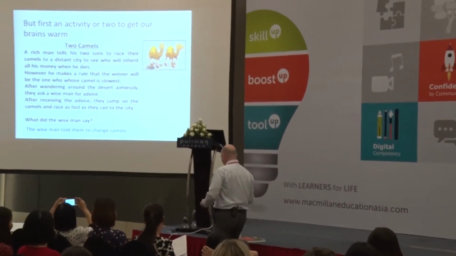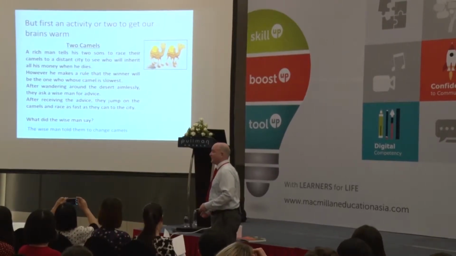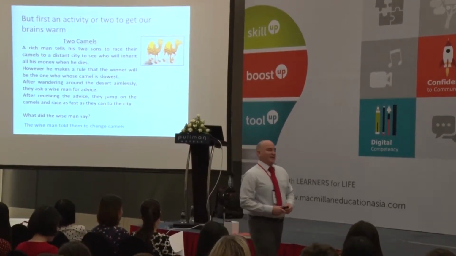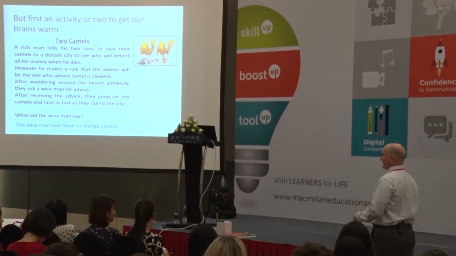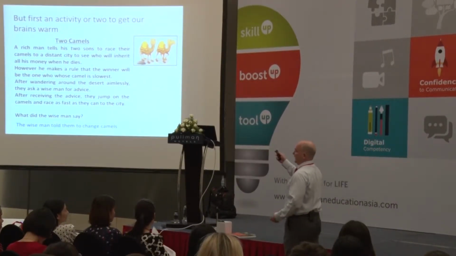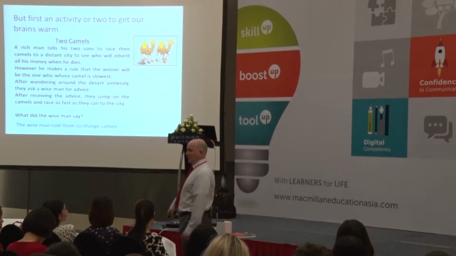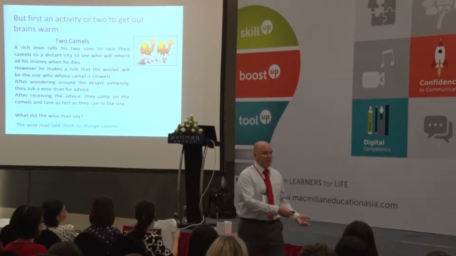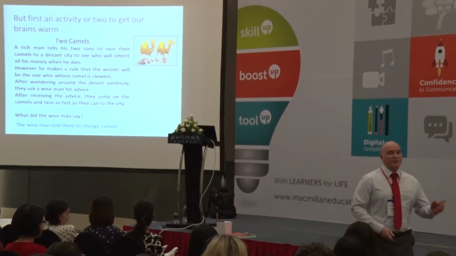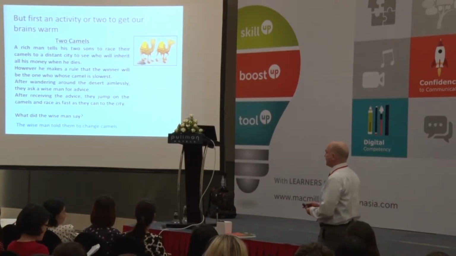This is an example of a thinking skills activity. It's a reading activity, it's got a little puzzle at the end, and students like to solve these. With an activity like this, you could just do it as a reading, or you could do something else with it. You could do a reading race, you could do a running dictation, you could do a dictogloss. We're going to do a dictogloss later.